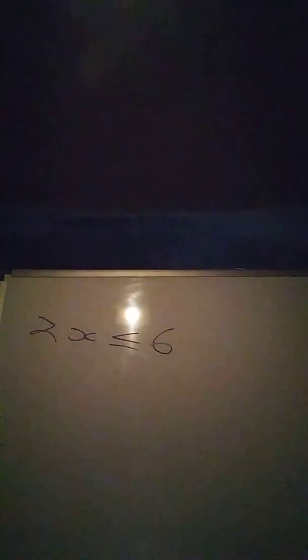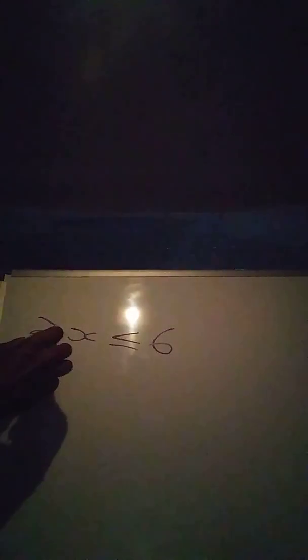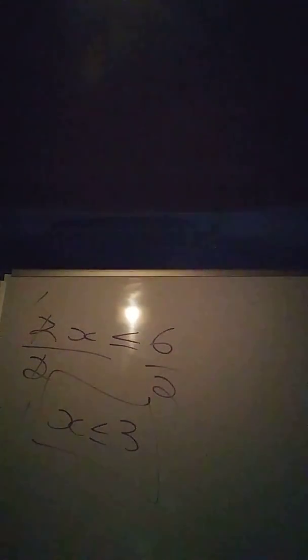We'll find x. Okay? So, what are we going to do? We're going to simply divide both sides by 2, because we're trying to get rid of this 2 since it's multiplying by x. Okay, so here we go. 2 into itself is 1, 2 into itself is 1. So now what do you have? x is less than or equal to 6 divided by 2. Therefore, x is less than or equal to how much? 3.